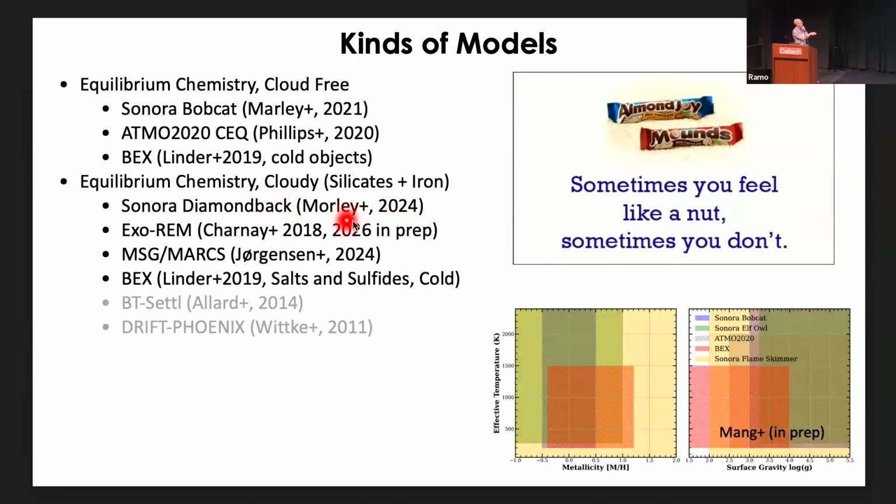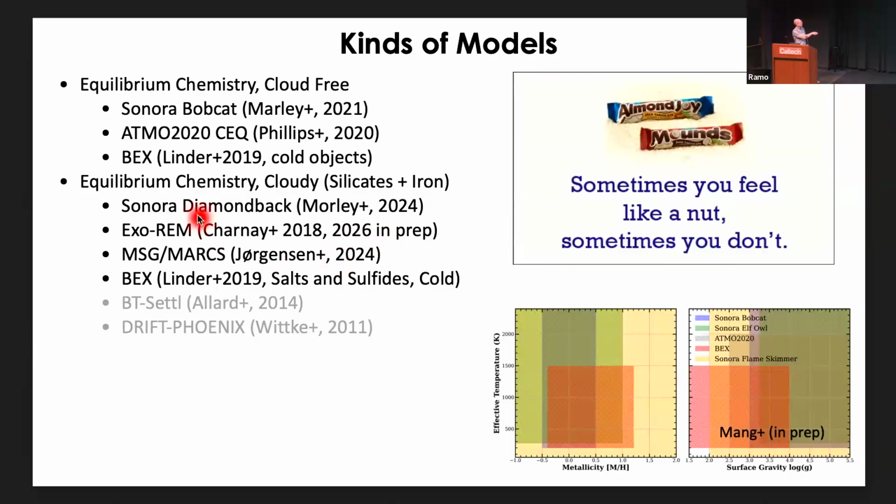Sonora Diamondback, that's a paper that Caroline led 2 years ago now. Another variant is ExoRem, led by Benjamin Charnay and his collaborators. So they have, of course, a different framework. They have a different cloud model, and they have different ways of treating chemistry. So they have a paper, and I looked online, and they have another paper, I believe maybe led by a student that's supposed to be coming out this year as well.